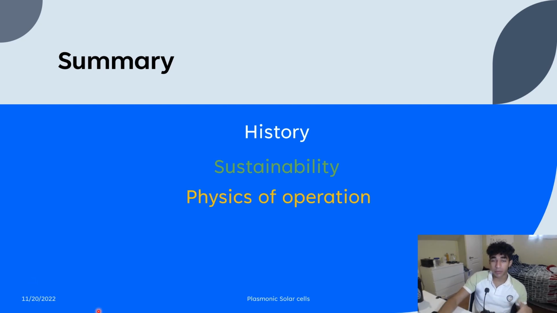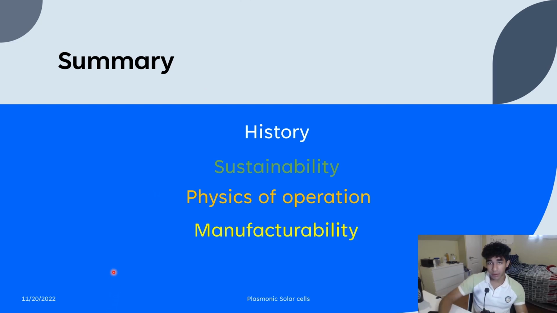Then we talked about the physics of operation. The physics of operation comes down to the main concept, which is surface plasmon resonance: the fact that free electrons on the surface resonate at a certain frequency and wavelength and produce that wave back into the semiconductor, so we can have more absorption and more light scattering in the semiconductor. Then we talked about manufacturability. We talked about the top-down approach used to create nanoparticles, and the high energy ball mills used to grind down bigger materials into nanoparticles that can be used for surface plasmon resonance.